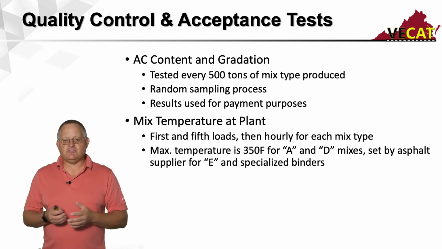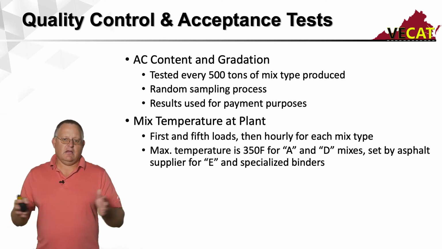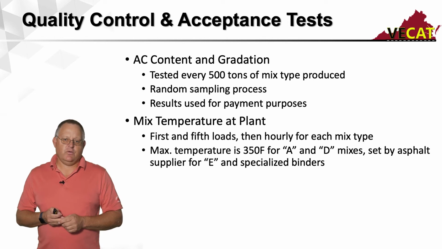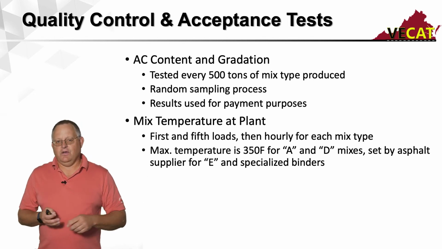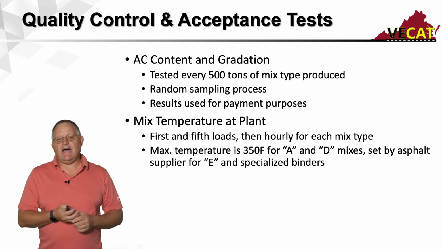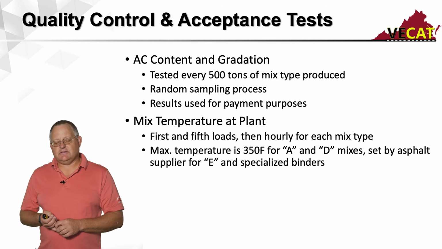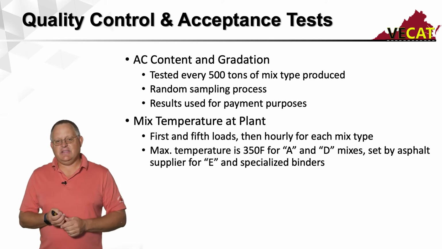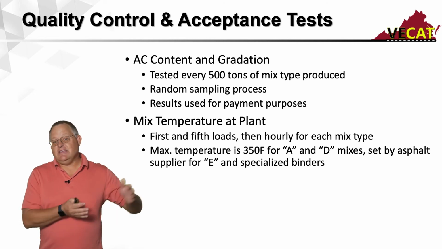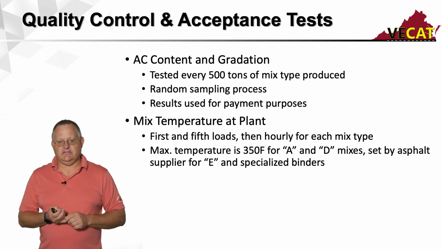You'll hear the term stratified random sampling. So in our acceptance process, we treat a lot as 8,000 tons of mix. Well, if you take 8,000, divide that by 500, we get 8 sublots. So that's the stratification, as we test each of the 8 sublots. And then within those 8 sublots, we randomly select a tonnage to do the AC content and gradation.